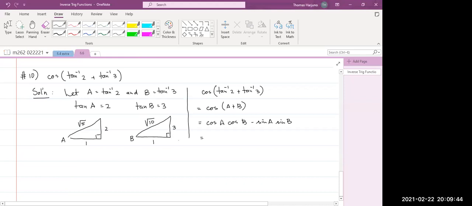Now, then from here, I look back. What is cosine A? Cosine A, according to the pictures on the left-hand side, it's 1 over radical 5. Cosine B is 1 over radical 10. Minus sine A is 2 over radical 5. Sine B is 3 over radical 10.